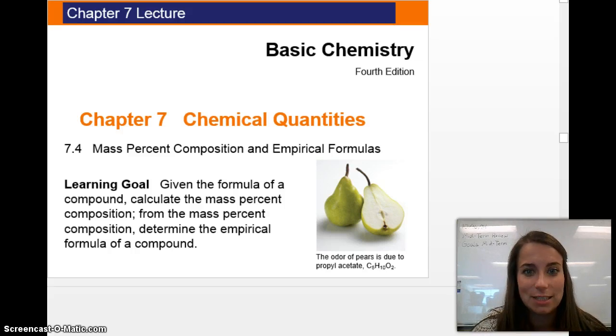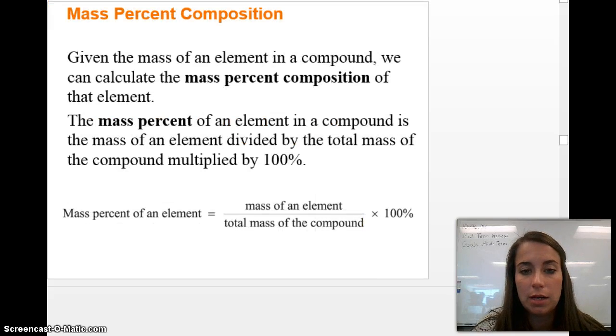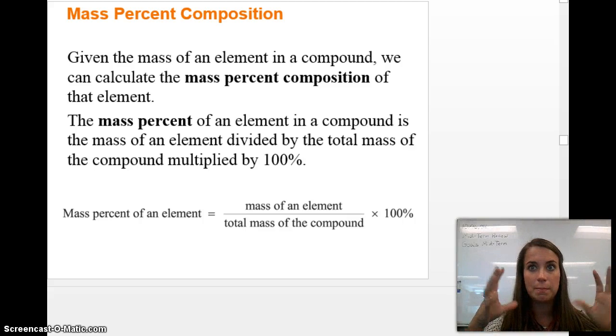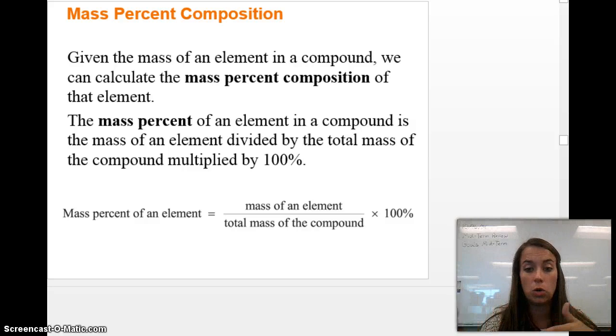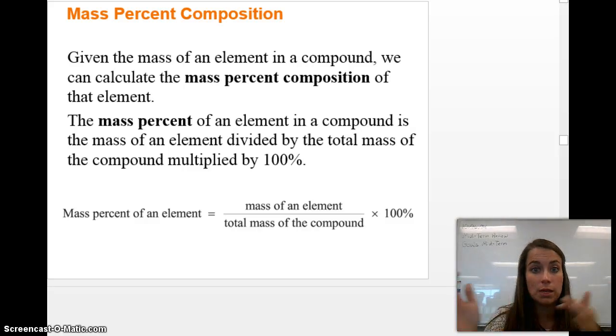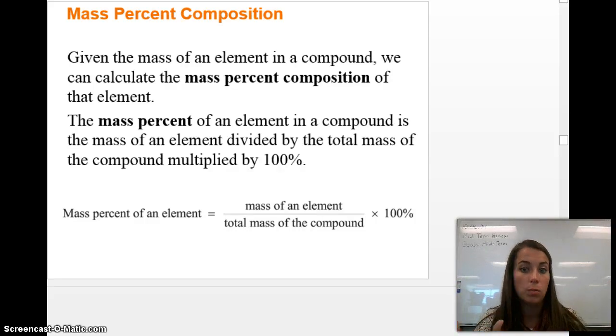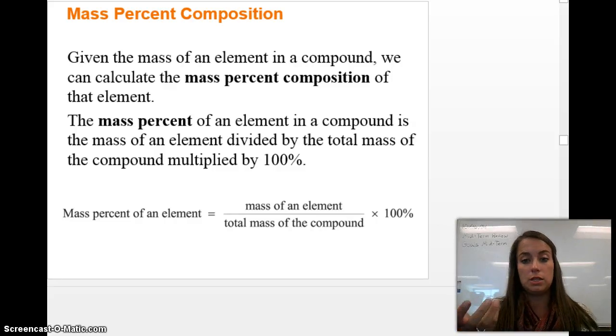Alright, let's get started. Okay, so mass percent composition. Given the mass of an element in a compound, we can calculate the mass percent composition of that element. All that means is, by mass, what percent of that compound is each thing. So H2O, we know that's 2 hydrogens to 1 oxygen. But is it mass-wise the same? Is it twice? Hydrogen takes up twice the mass and oxygen just takes up 1 part of the mass? It's actually not. Oxygen is a lot heavier of an atom, and so the mass percent composition of that is way different.